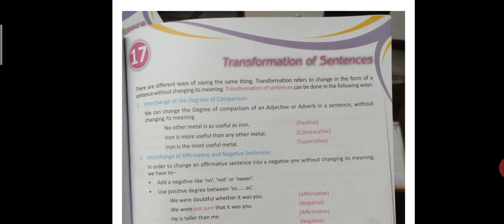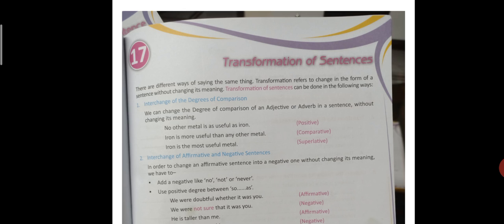You can see the first point, which is written in blue color. It's interchange of the degrees of comparison. As you have learned before, the degrees of comparison in the chapter adverb, that was positive, comparative, and superlative. So here also you are familiar with these words, so it won't be a difficult task for you to learn this. So we can change the degree of comparison of an adjective or adverb in a sentence without changing its meaning.